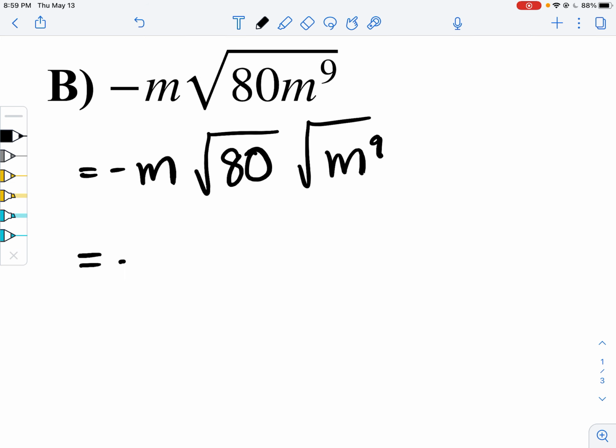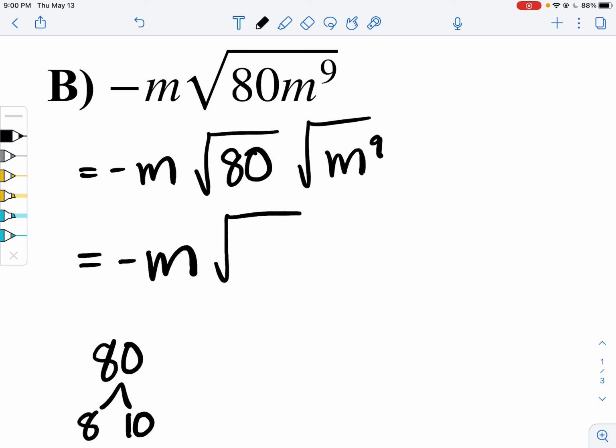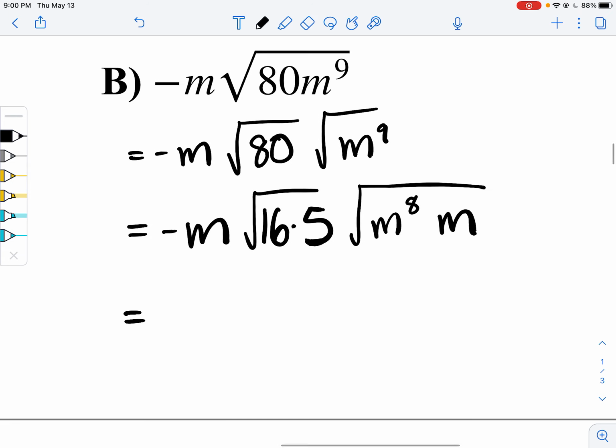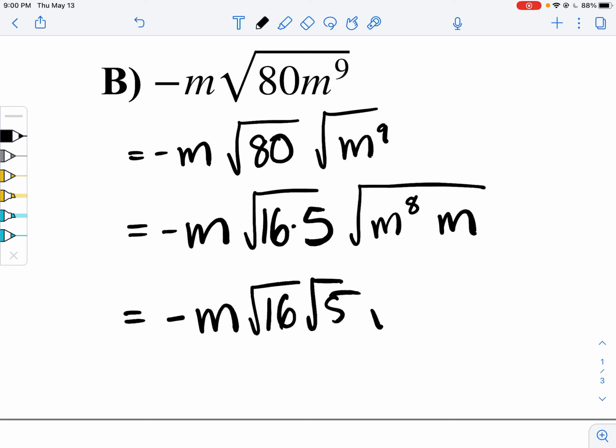So we got to figure out, okay, square root of 80. Now when I see 80, I think, oh, 80? That's 8 times 10. But neither of those is a square root, so that's not going to be very helpful. So instead, we're going to break up 80 as 16 times 5. And then m to the 9th, we're going to break up as m to the 8th power times m. So here we've got negative m times the square root of 16 times the square root of 5 times the square root of m to the 8th times the square root of m.